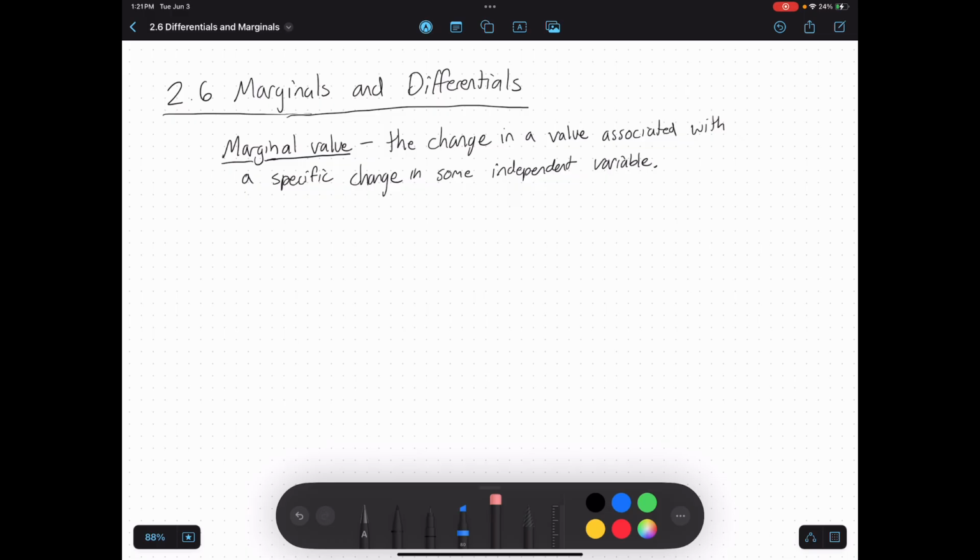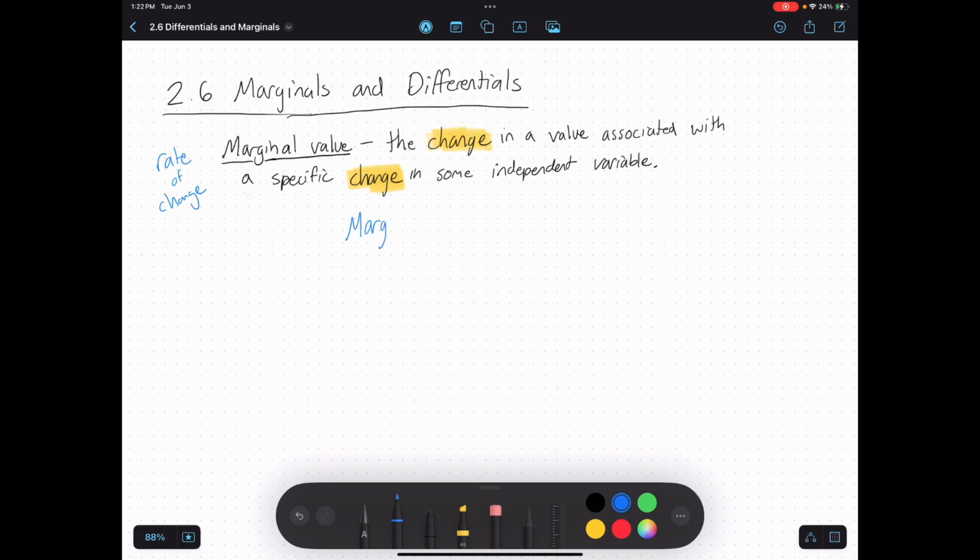And so what is a marginal value? Well, marginal is a term that's used in economics to describe the change in a value associated with a specific change in some independent variable. What does this sound like? Well, it's a rate of change. Hopefully you got that from this definition. It's how does one thing change as another thing changes, which is exactly what a derivative is.